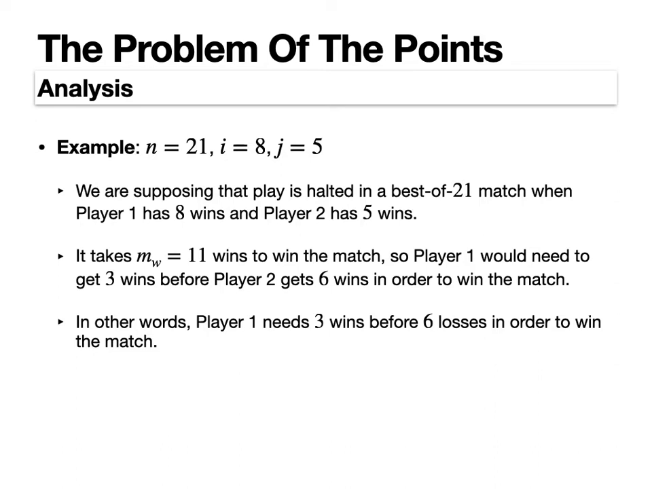Suppose we're doing a best of 21 match in which player 1 has already won 8 games and player 2 has already won 5. Well, it's best of 21, so the first player to win 11 is going to win. That means in order for player 1 to win, he has to win 3 games before player 2 wins 6. So another way of saying that would be player 1 needs 3 wins before he gets 6 losses in order to win the match.